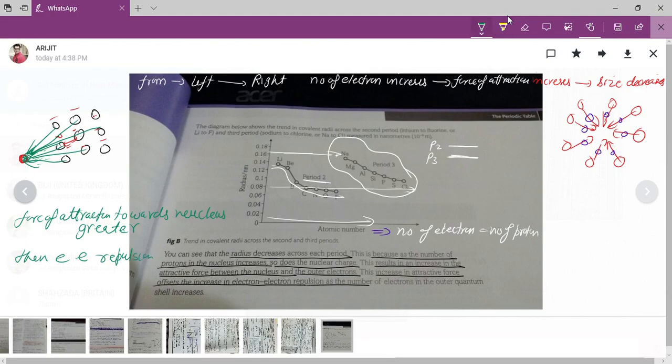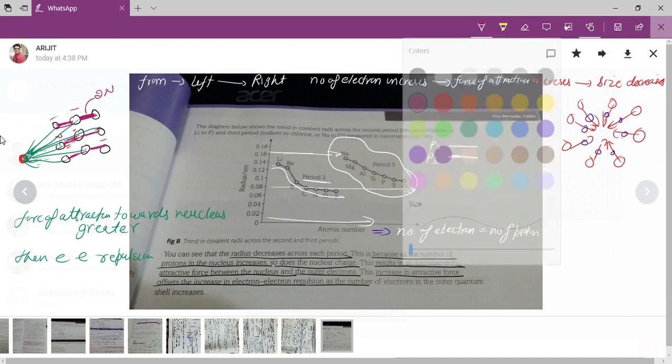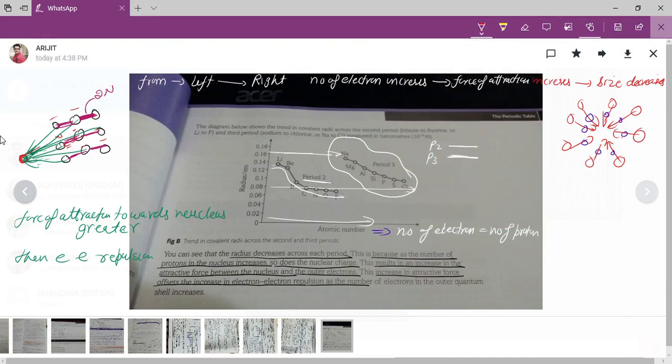Or you can understand it this way: there will be a force of repulsion between them here. A simple understanding is that suppose it is 2 Newton. Now you can see the electrons are very close to each other, so whatever force is applied over here to all of them will be more. So it will be approximately 20.